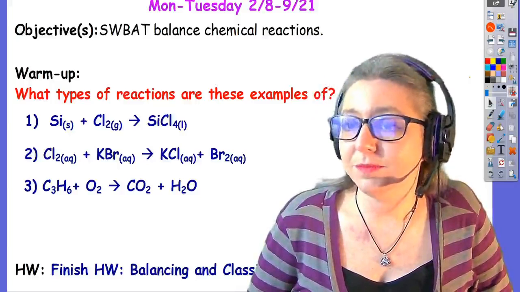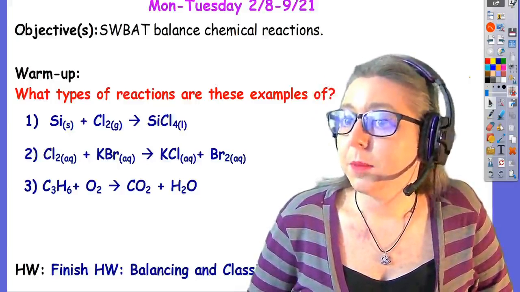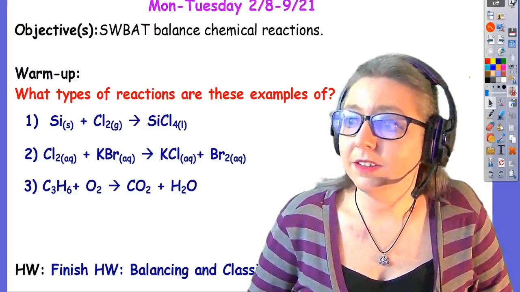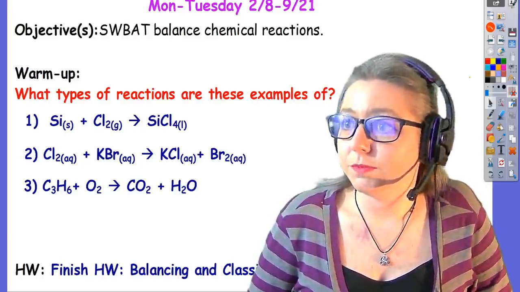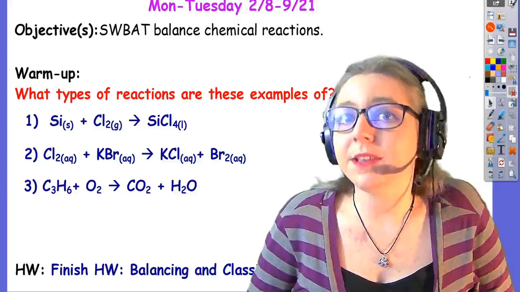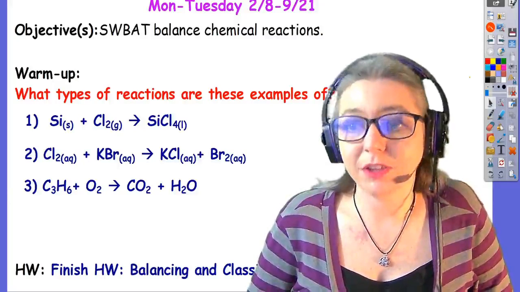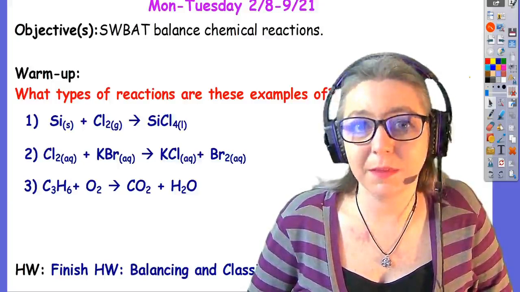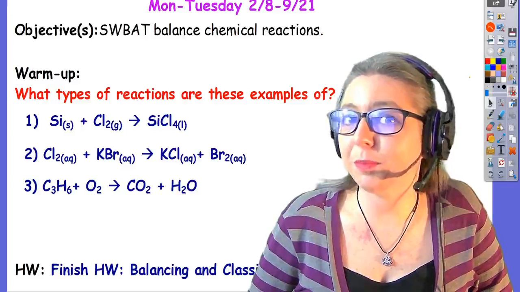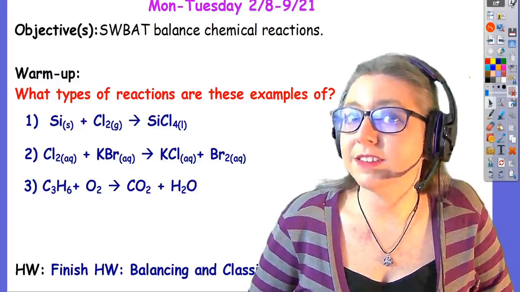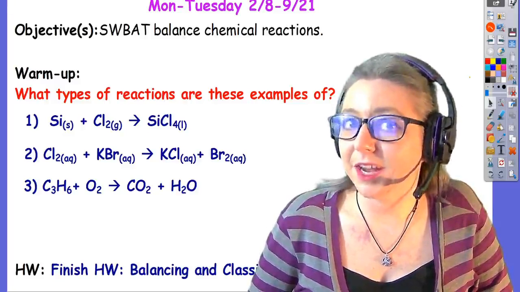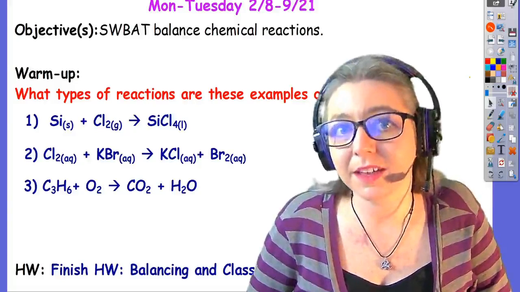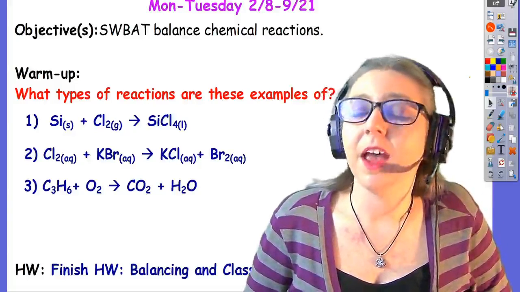My next equation is Cl2 plus KBr produces KCl and Br2. This is a single replacement reaction. I have a lone element, my Cl, with an ionic compound, KBr, and my final products are a single element and an ionic compound. Single replacement reactions always have a single element and an ionic compound as their reactants and their products.